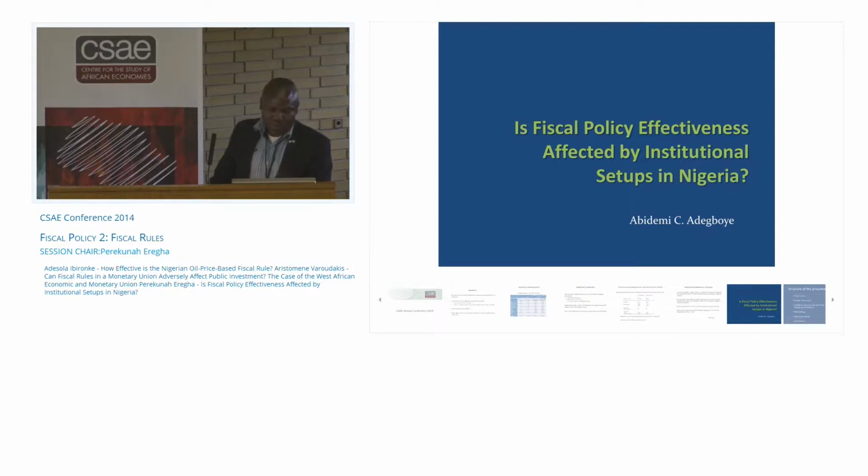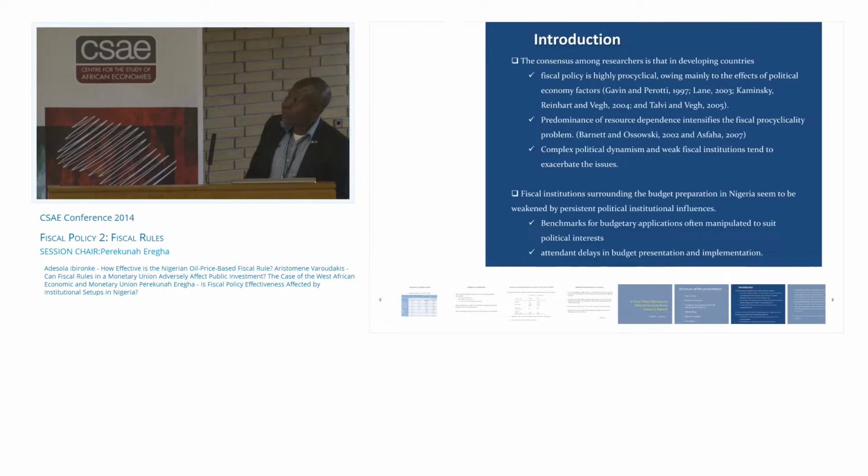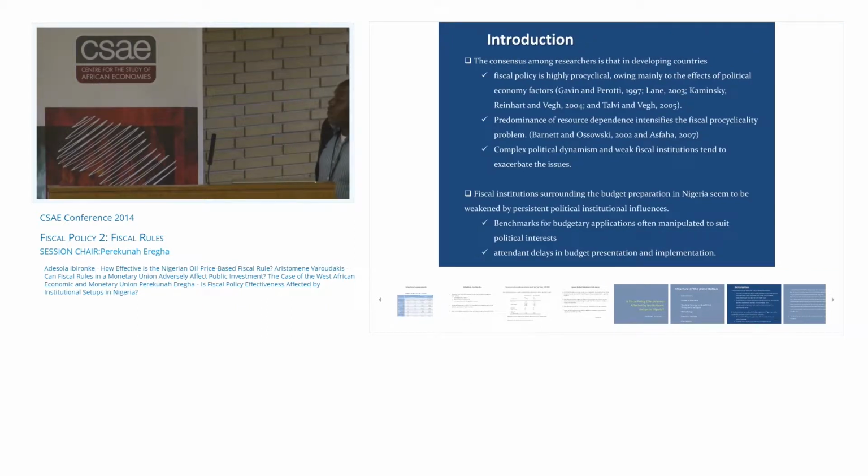The author started by telling us that fiscal policy is highly pro-cyclical, which has already been established, and what triggered that is mainly political economic factors. Predominant among these is the resource dependence issue of developing countries, because most of these countries depend on resources, and the pro-cyclical fiscal policy issue comes from their dependence on resources.